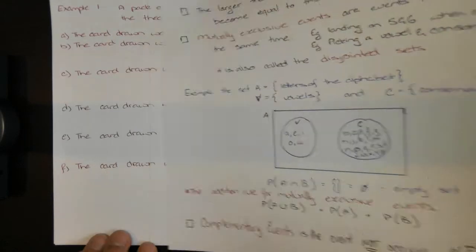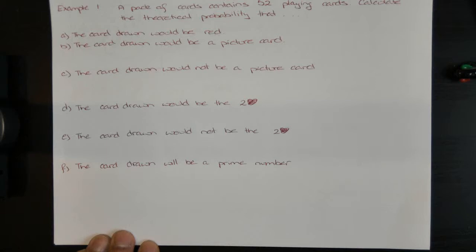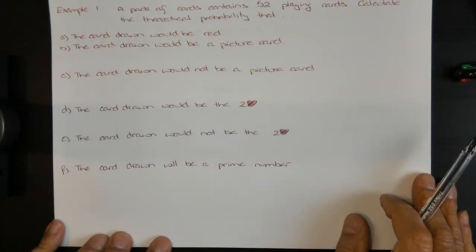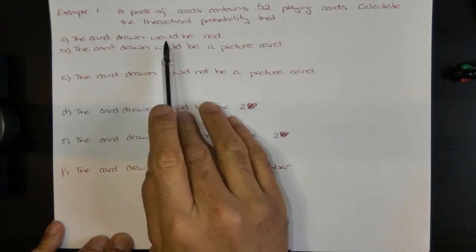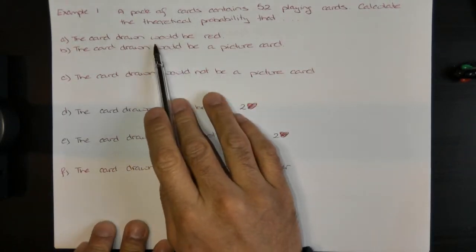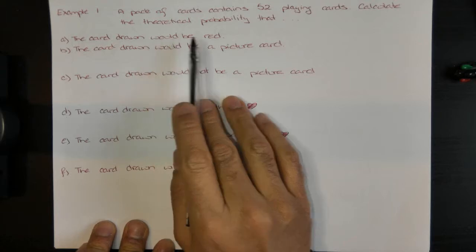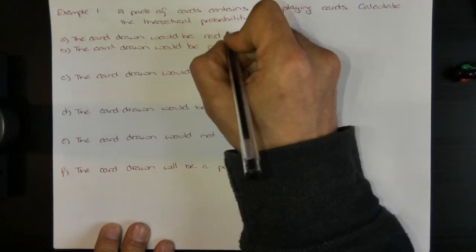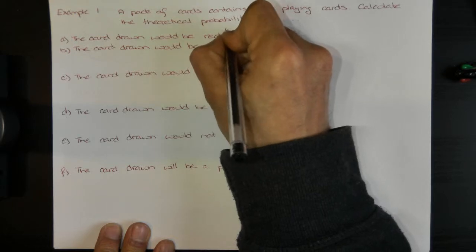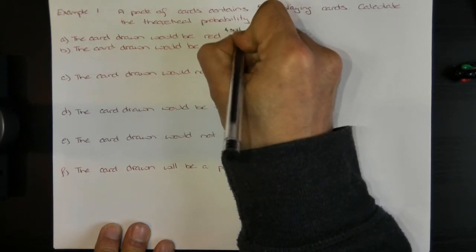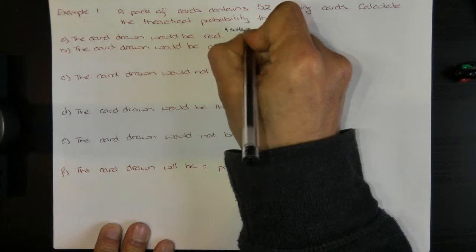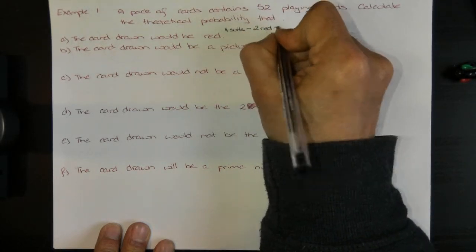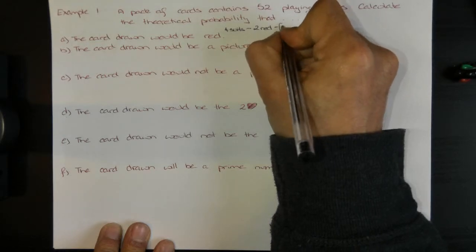Okay, let's do some examples. A pack of cards contains 52 playing cards. Calculate the theoretical probability that the card drawn would be red. Well, there are 4 suits. Two of them are red, which are the hearts and diamonds.